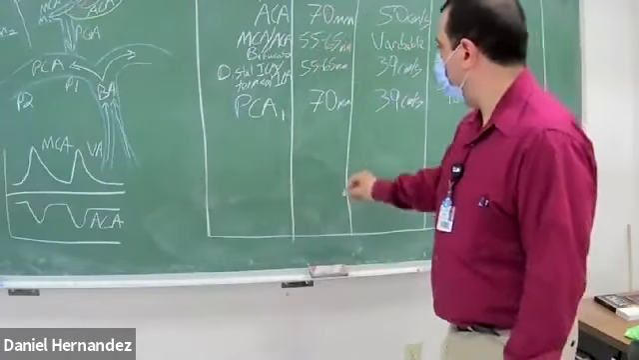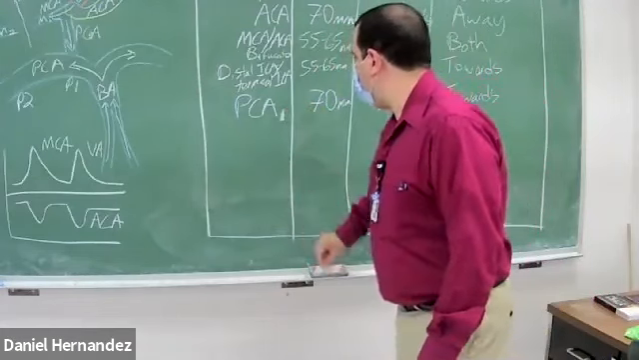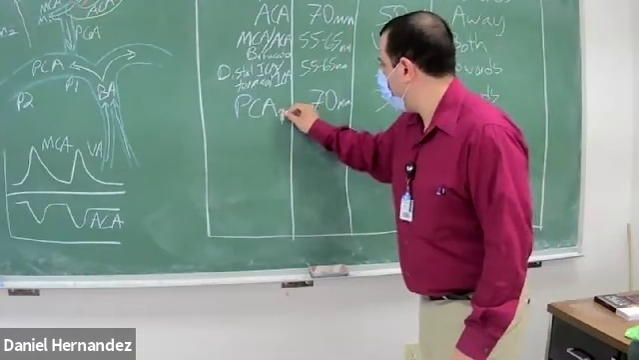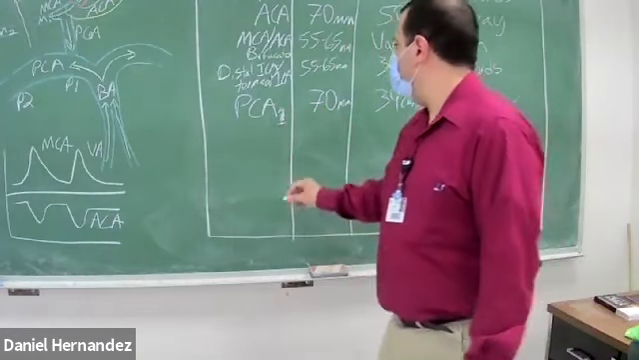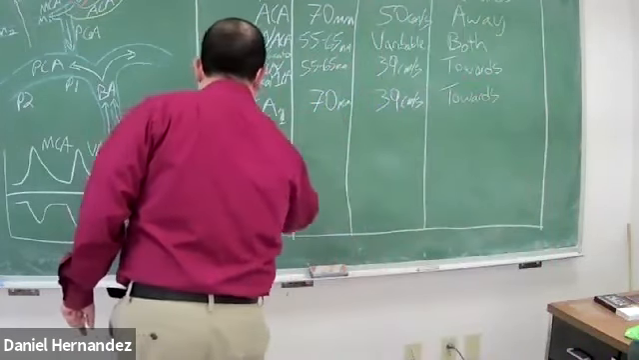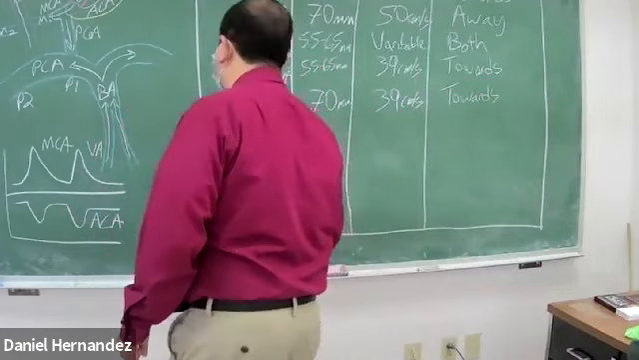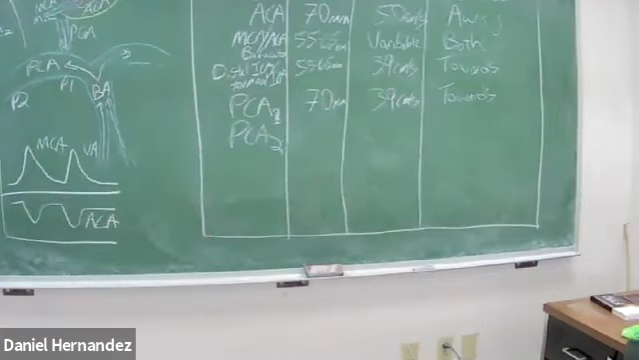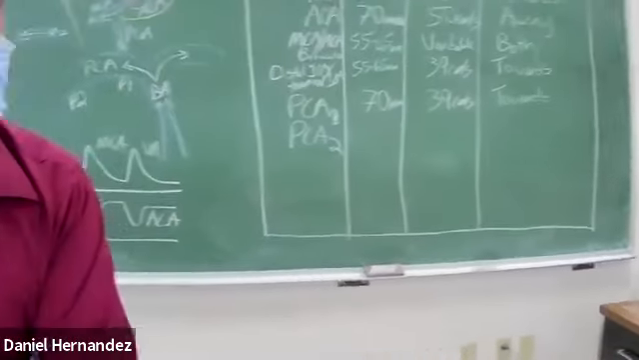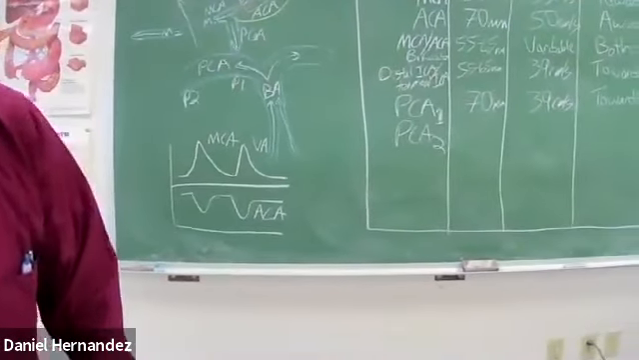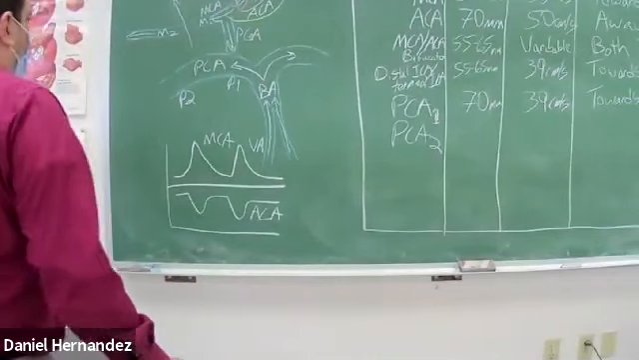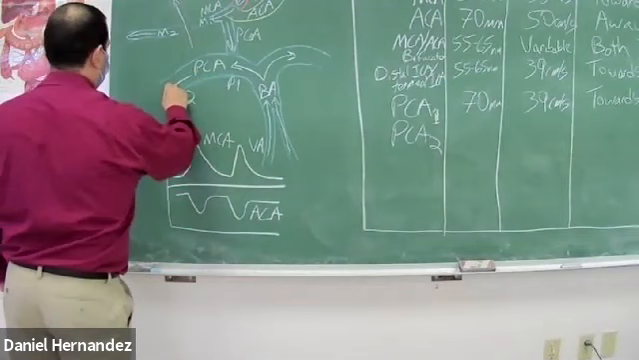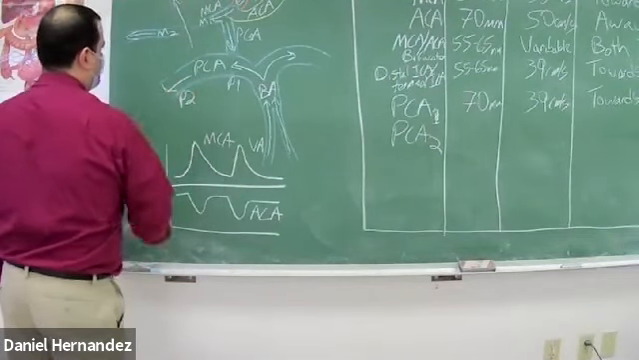So I'm going to break this up. So put a PCA1, so that first segment, and we're going to do PCA2. So PCA2 is going to be our distal segment over here.